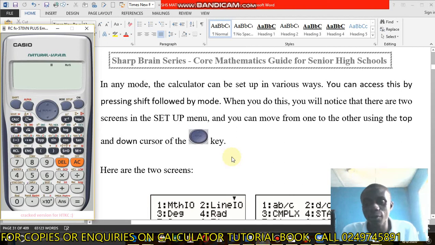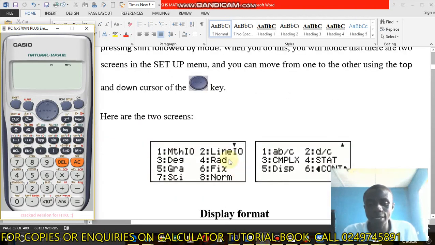In any mode, the calculator can be set up in various ways. You can access this by pressing Shift followed by Mode. When you do this, you will notice that there are two screens in the setup menu, and you can move from one to the other using the up and down cursor keys. So now, let's look at these two screens.